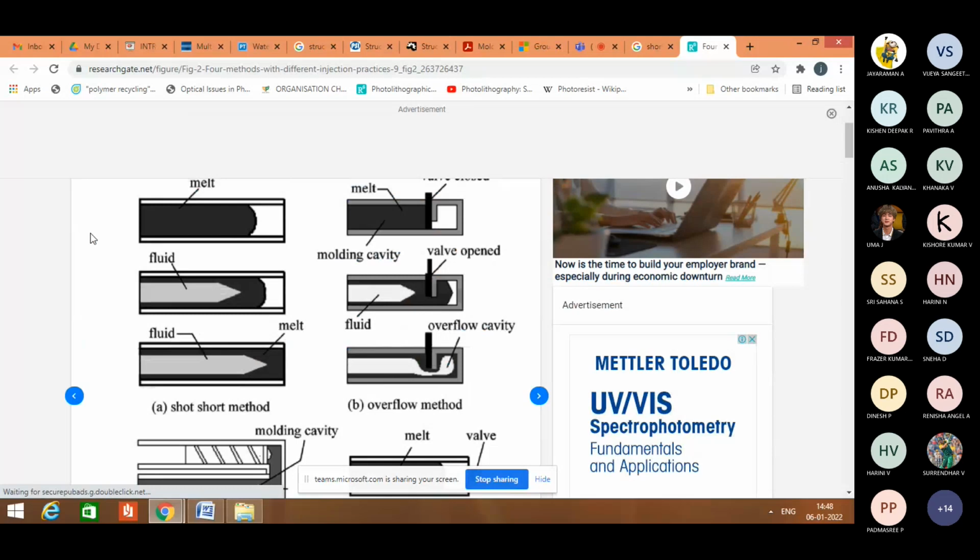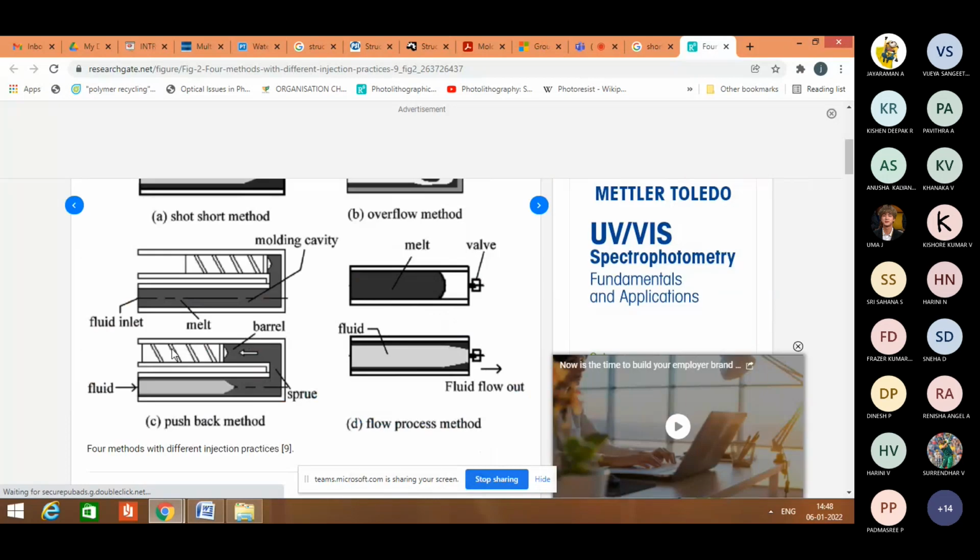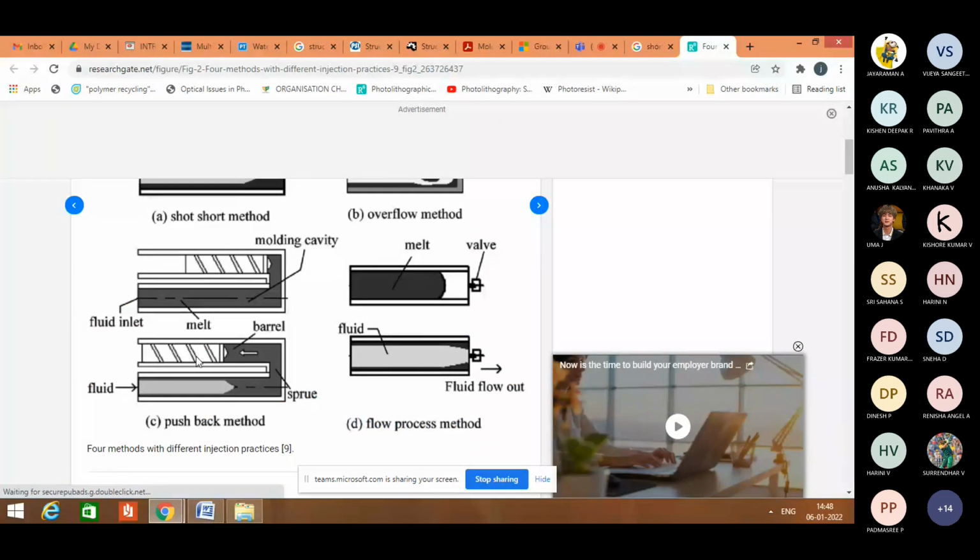In that injection unit, a specially designed accumulator is there, where the material is gathered at a particular portion of the injection unit. For this, a specially designed non-return valve is used. So here the molten polymer is pushed and sent back to the injection unit. So this is the pushback method.